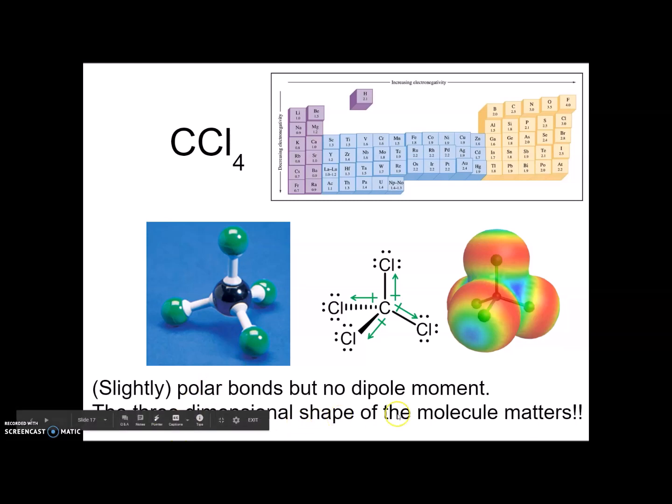The three-dimensional shape of the molecule matters. And for right now, that's all I want you to know: that bond dipoles can orient in space so as to cancel each other. And the actual shape of the molecule plays into that consideration.